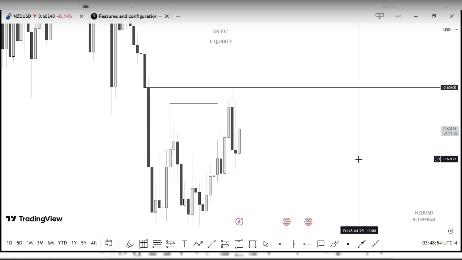Now, let me try to pull up the screenshots of the before. Let me show you guys. I have the screenshot of the before right here, before the execution. NZD/USD. Okay, sorry, I sent it on the wrong group. NZD/USD. Look at how I was looking for the entry.